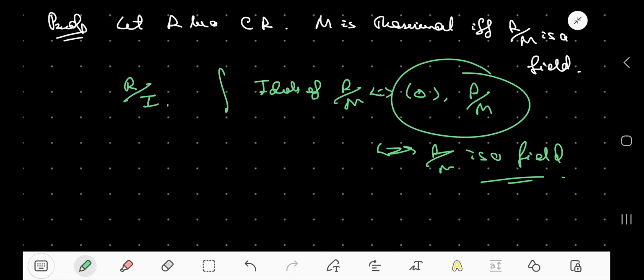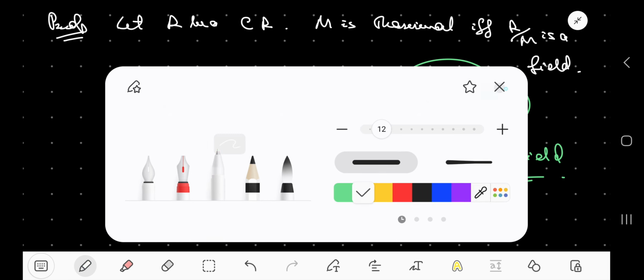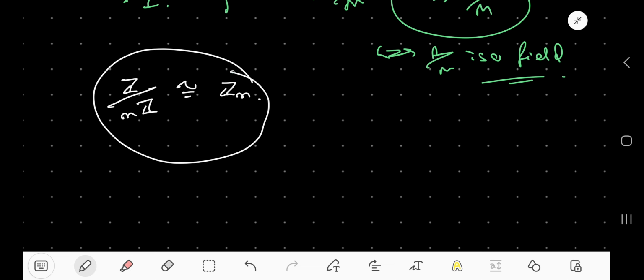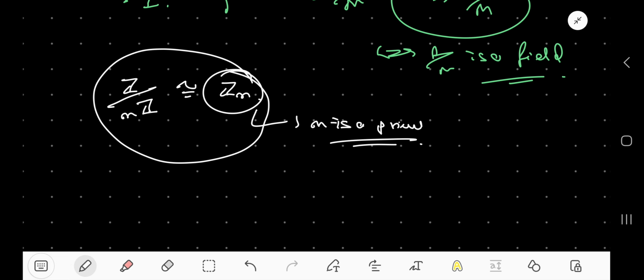This actually gives us very important observations. For example, if I talk about the quotient ring Z mod nZ, then we know that this is isomorphic to simply Zn, right? But this is not a field. Zn is not a field for any arbitrary integer. It's a field if n is a prime. If n is a prime, right?